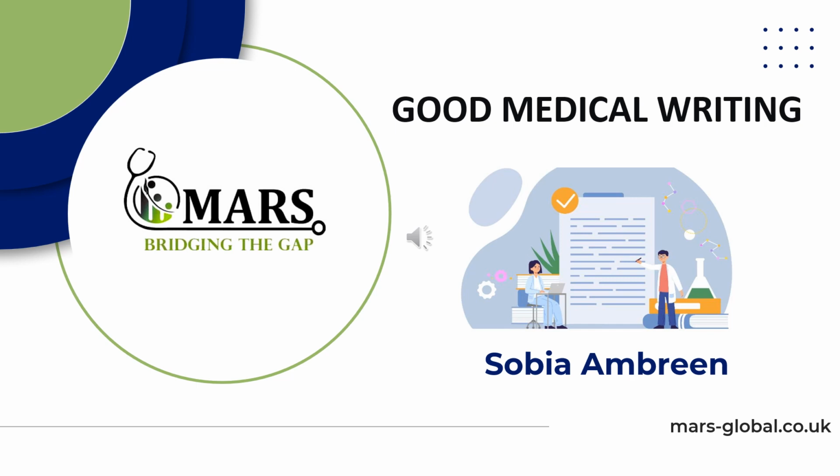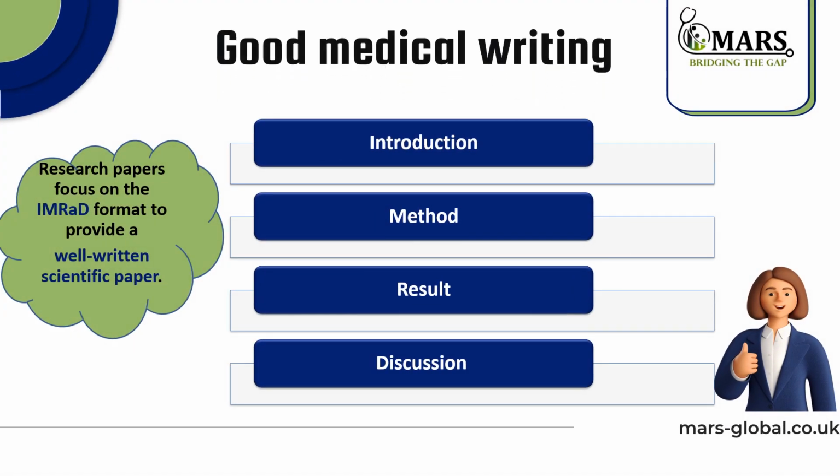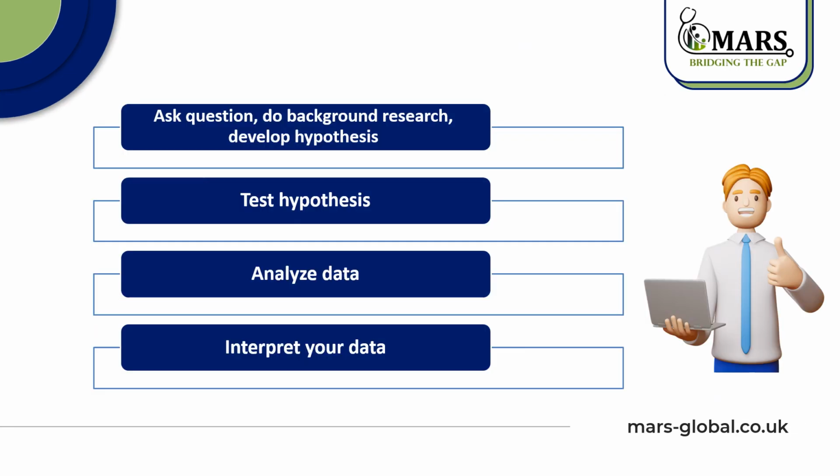Good medical writing is extremely important in presenting the findings of a research and sharing knowledge and evidence with a wider scientific community. It is essential to write about experiments and studies that scientists do in a way that is clear, accurate, and understandable to a wider audience. Generally, a format that is followed to write good research papers is the IMRD format. This includes an introduction, method, results, and discussion.